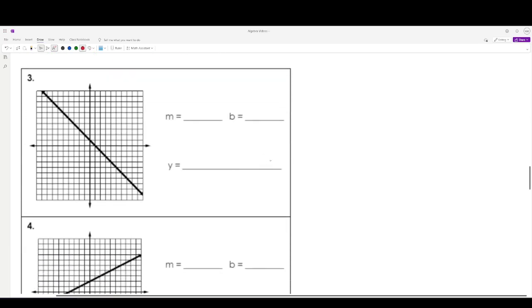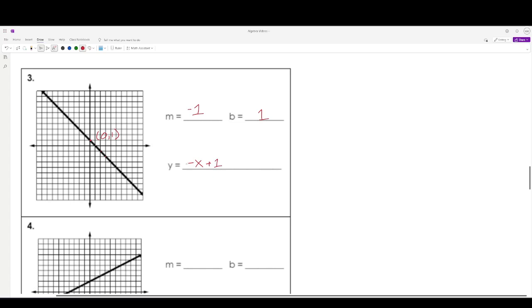Okay, number 3. We've got our y-intercept at (0, 1), so b is equal to 1. M is negative, so I'm going to go ahead and put a negative so I don't forget. And it looks like it's going down 1, right 1, so that's just a slope of negative 1. So my equation is y equals negative x plus 1.